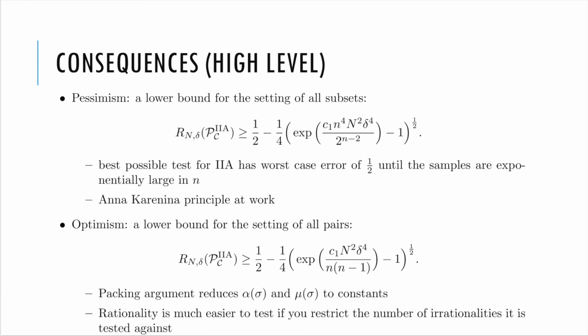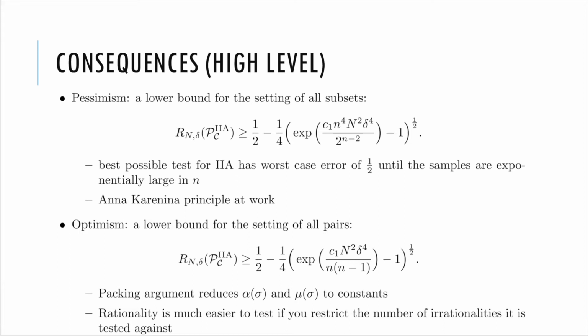Basically, this is consistent with the idea that when you're restricting the number of irrationalities that you're testing against, when you're restricting the number of alternatives, you can do reasonable things. And the discrete testing problem of IIA is special in that you can do very interesting things.